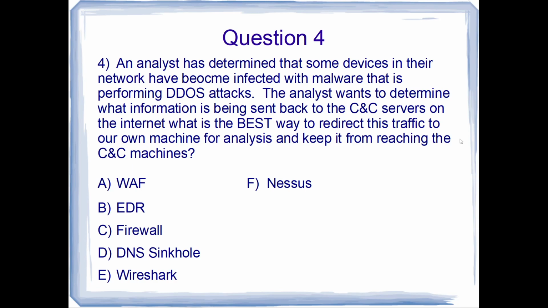An analyst has determined that some devices in their network have become infected with malware that is performing DDoS attacks. The analyst wants to determine what information is being sent back to the command and control servers on the internet. What is the best way to redirect this traffic to our own machine for analysis and keep it from reaching the command and control machines? Would that be a WAF, an EDR, a firewall, a DNS sinkhole, Wireshark, or Nessus?